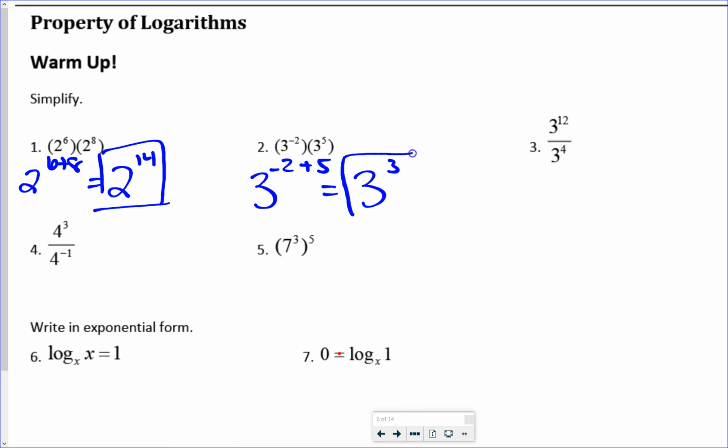If I would have put them together and it still was negative, then I would have flipped at the end, but not yet. Number 3 is dividing, right? So what do I get to do with my exponents there? Subtract. We always do the numerator minus the denominator. 12 minus 4 is 8. So this becomes 3 to the 8th.